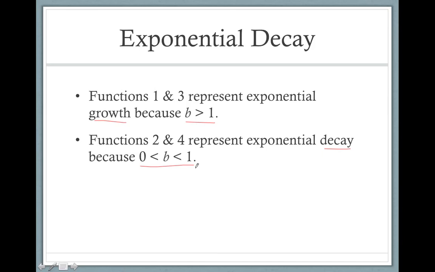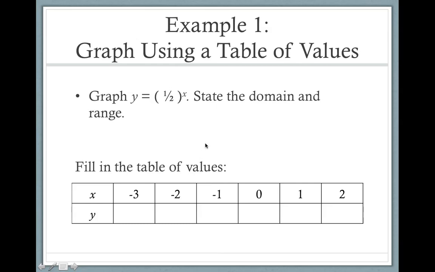Okay, so let's take a look at graphing an exponential decay function and then stating the domain and range of that function. We can see here that we're dealing with decay because we have a b of 1/2. That's a number that's between 0 and 1. Now we want to take this base to the exponent of -3, -2, -1, 0, 1, and 2. So go ahead and take a minute, pause the video, and fill in what you think the y values should be that would correspond with those x values. Come back when you're ready to check.